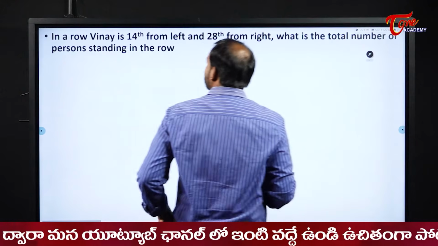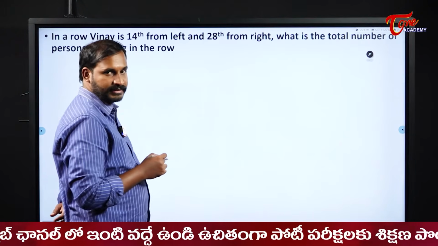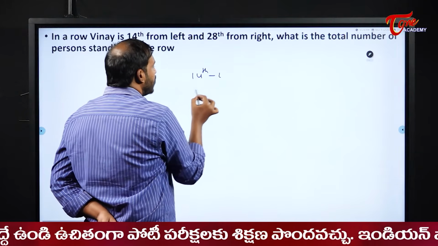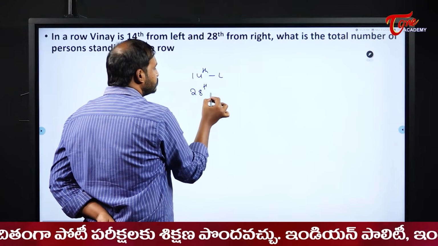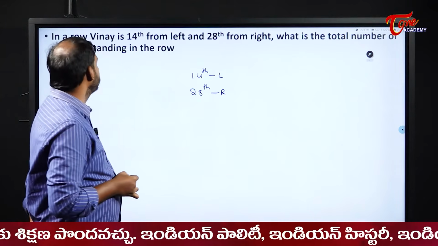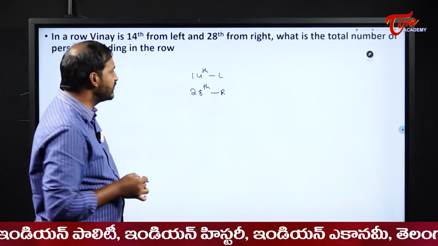Next example. In a row, Vinay is 14th from left and 28th from right. What is the total number of persons standing in that row?